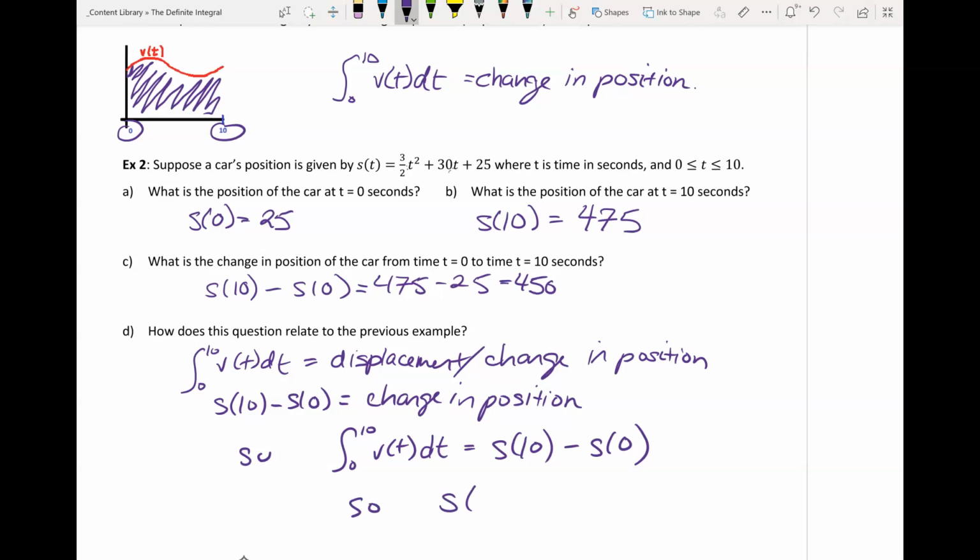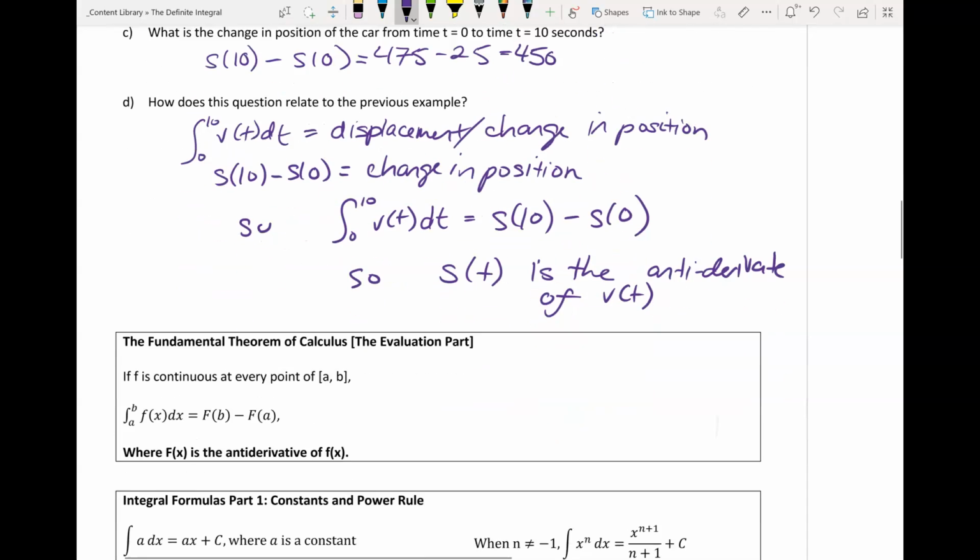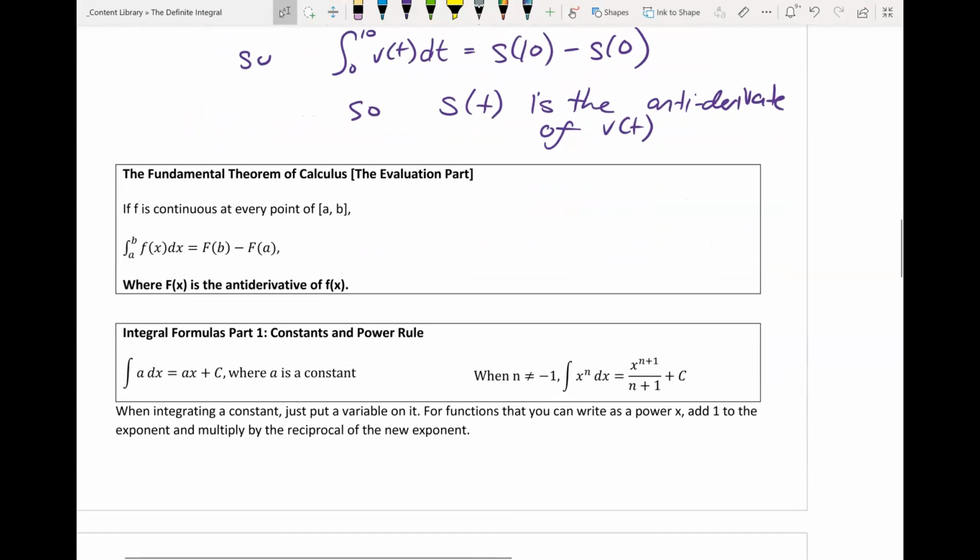So s of t is the antiderivative of v of t. So if we take the derivative of s of t, we're going to get v of t. If I take the antiderivative of v of t, we're going to get s of t. So here is the fundamental theorem of calculus, the evaluation part.